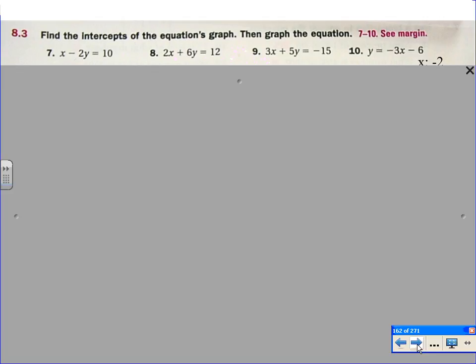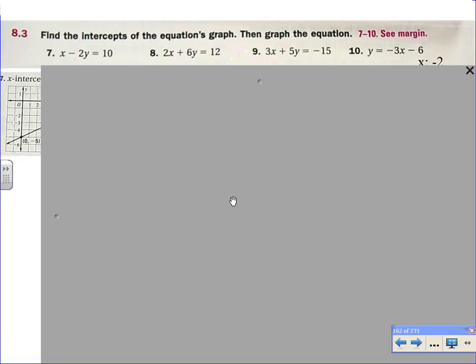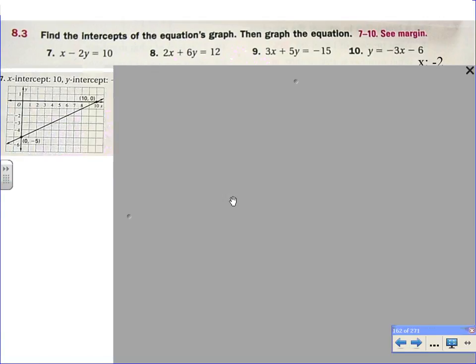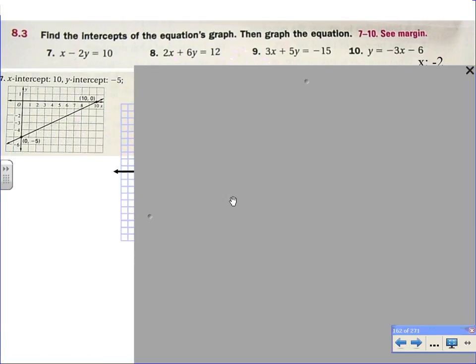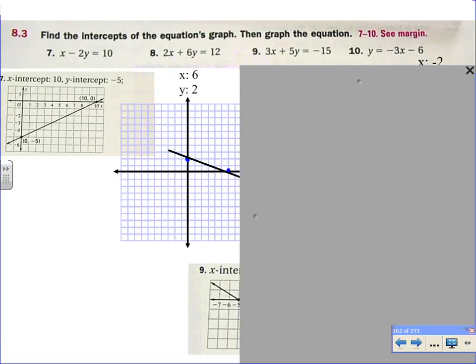So number 7, what are the x and y intercepts? Greta? 10, 0, and 0, Yes. That graph's a little bit small, but the x-intercept is 10, 0, the y-intercept is 0, -5. Number 8. Amberly? 6, 0, and y is 0, 2. Yes. It should look like that. Number 9.